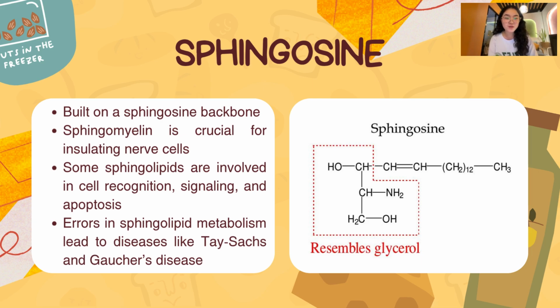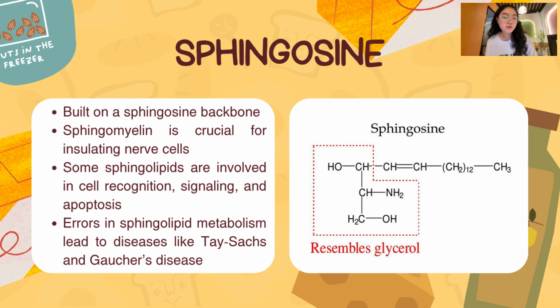But sphingolipids don't stop there. They are also involved in cell signaling, helping cells communicate, grow, and even self-destruct through apoptosis, or programmed cell death, which is important for tissue health and development.